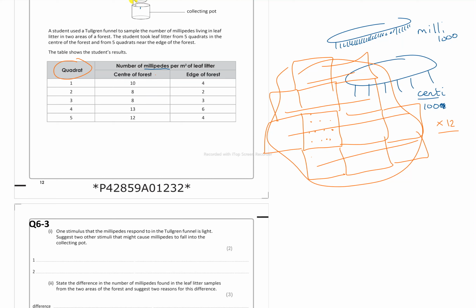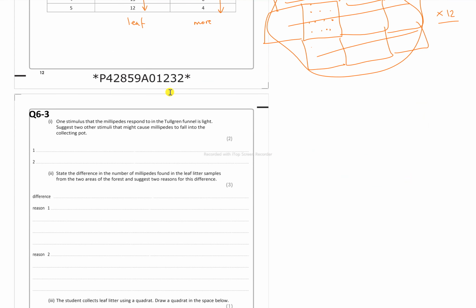Right, okay, so in the center of the forest, have you noticed you've got lots of millipedes, and then at the edge of the forest, you've got less. Now that could be that there's more light there and they hide from light, because if they can be seen, they'll get eaten by predators. There's more leaf cover in the middle usually, so they've got more places to hide, there's more food, there's moisture, the conditions are better for them.